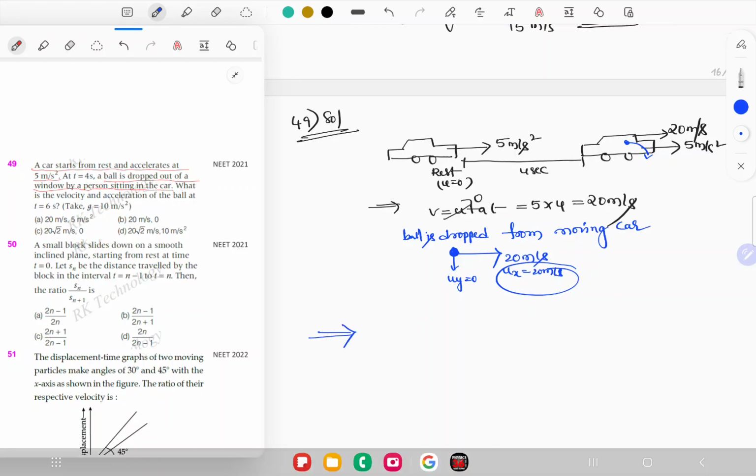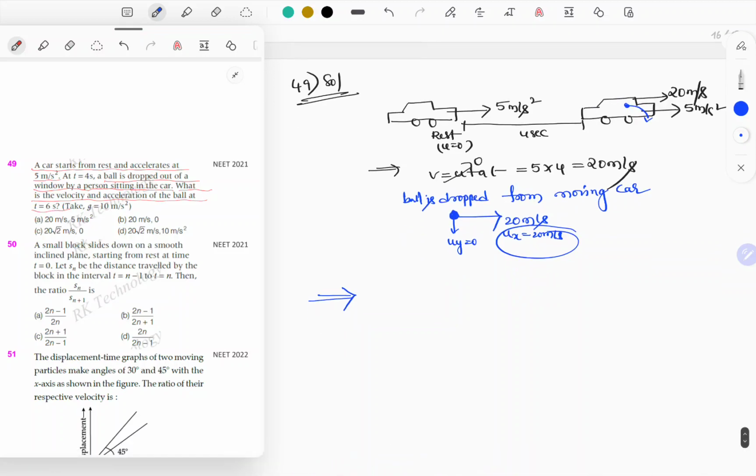What's the question they're asking? What is the velocity and acceleration of the ball at t is equal to 6 seconds. Now we have to find out horizontal velocity and vertical velocity differently. Horizontal acceleration is equal to 0 in horizontal projectile motion. Vertical acceleration is equal to acceleration due to gravity. So as horizontal acceleration is 0, velocity is going to be constant. Vertical velocity we have to find out. Horizontal velocity is constant, equal to 20 meter per second.